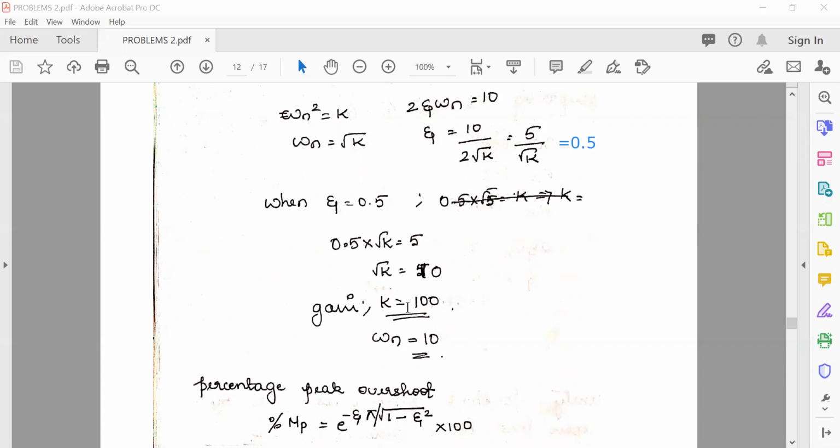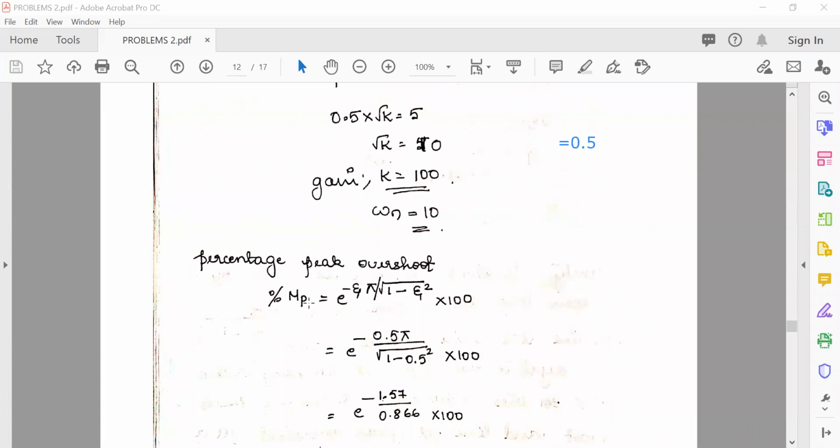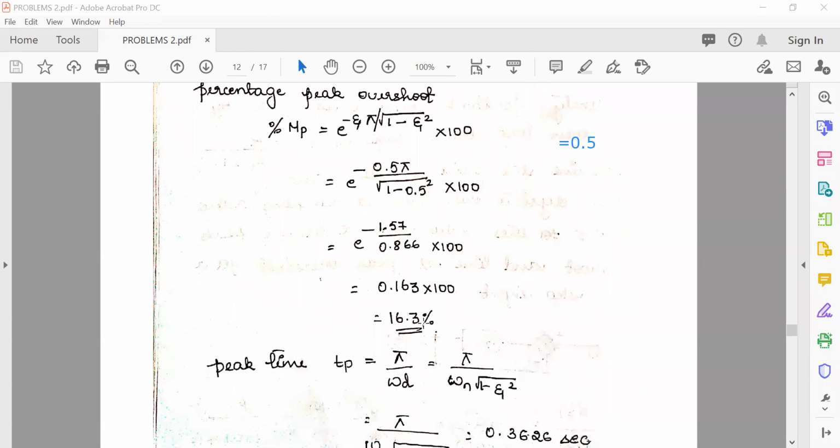So we have found these values, zeta and omega n. Then we have to find the percentage of peak overshoot. Percentage MP is equal to e power minus zeta pi divided by root of 1 minus zeta square, into 100. So substitute the values, you will get 16.3.